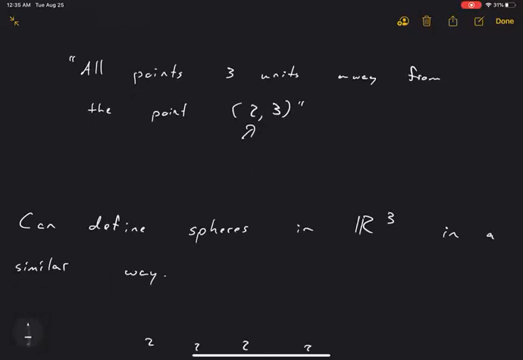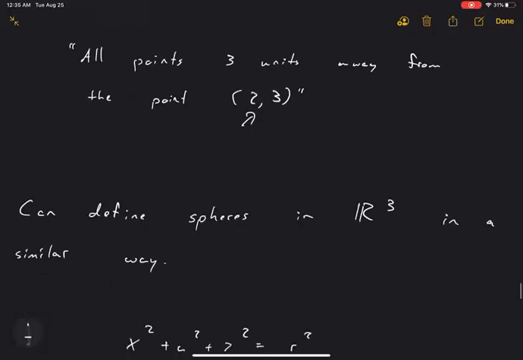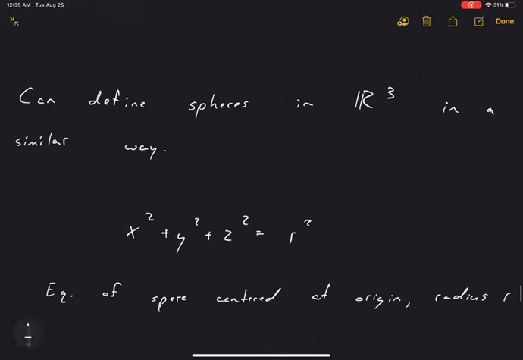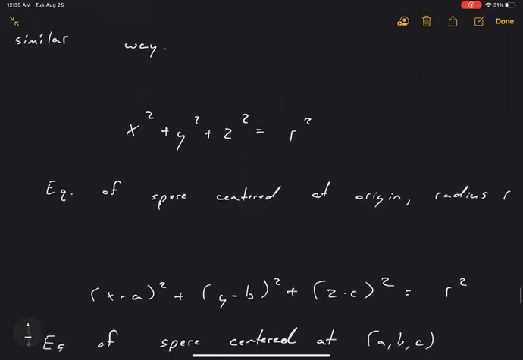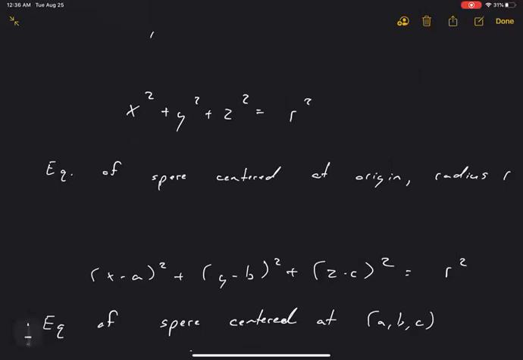Now, can we get something similar in R3? What would x squared plus y squared plus z squared equals r squared be? This is going to be the equation of a sphere centered at the origin with radius r.